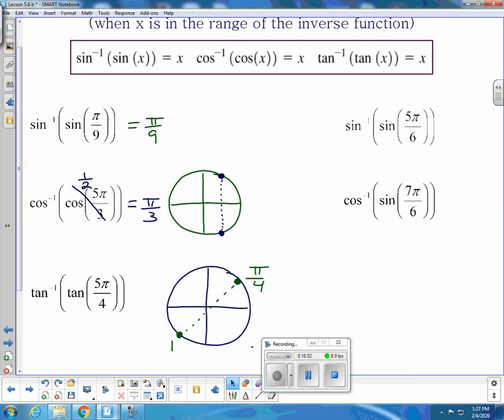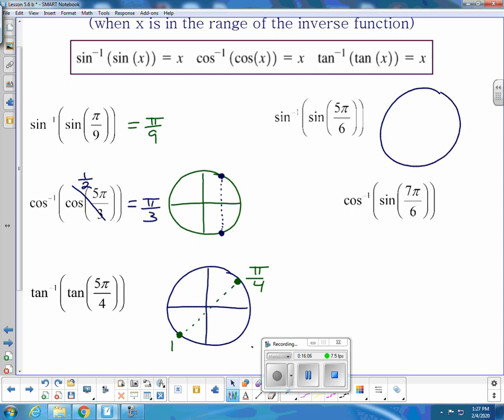Let's do this guy. 5 pi over 6. It's right here. Is that on the right side of the circle? No. What angle has the same sine value, same height? Pi over 6. See how we're doing this? We're just putting them in the correct part of the circle. Or you can always answer them 2 different places.